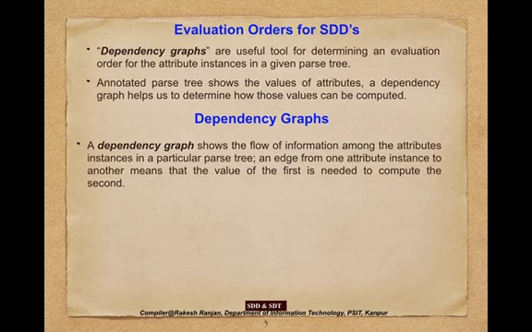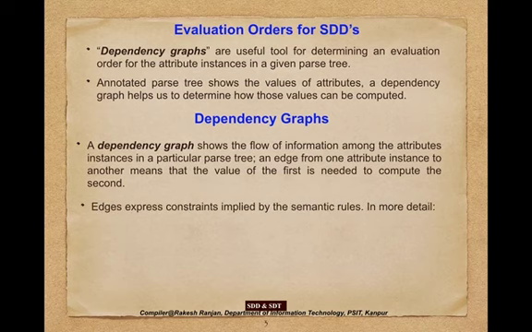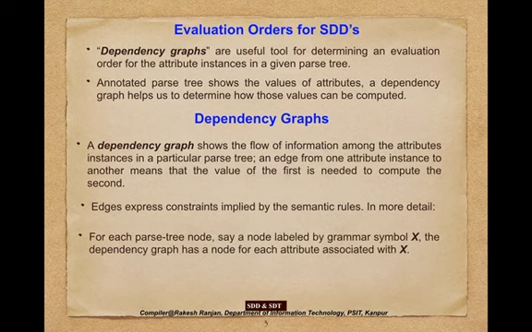An edge from one attribute instance to another means that the value of the first is needed to compute the second. Edges express constraints implied by the semantic rules in more detail. For each parse tree node, say a node labeled by the grammar symbol X, the dependency graph has a node for each attribute associated with X.